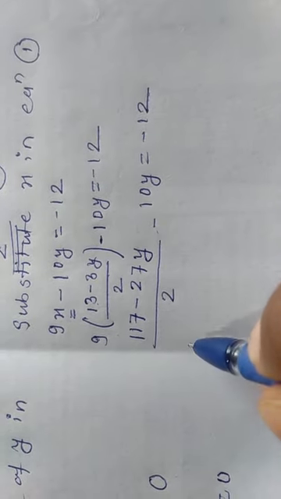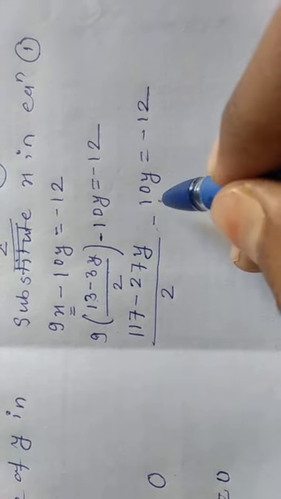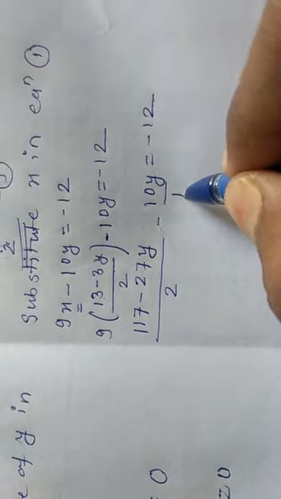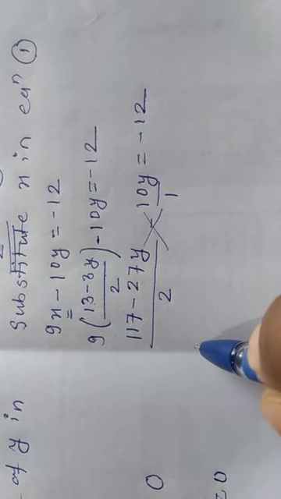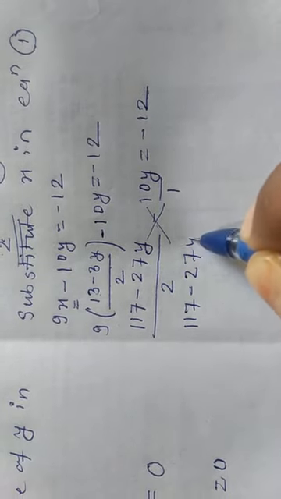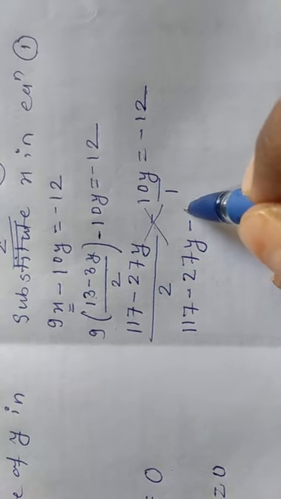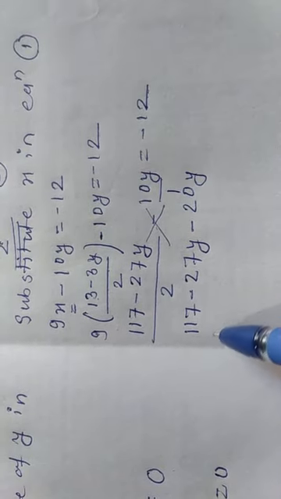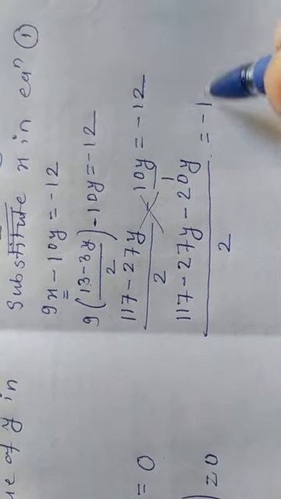Now again this 117 as it is, will again do the cross multiplication. ये यहाँ पे cross multiplication करेंगे, 10y के denominator में 1 है. So now if we do the cross multiplication of these, what we get here: 117 minus 27y, minus this 2 we can multiply with this 10. So 2 into 10 will get here 20y upon 2 is equal to minus 2.